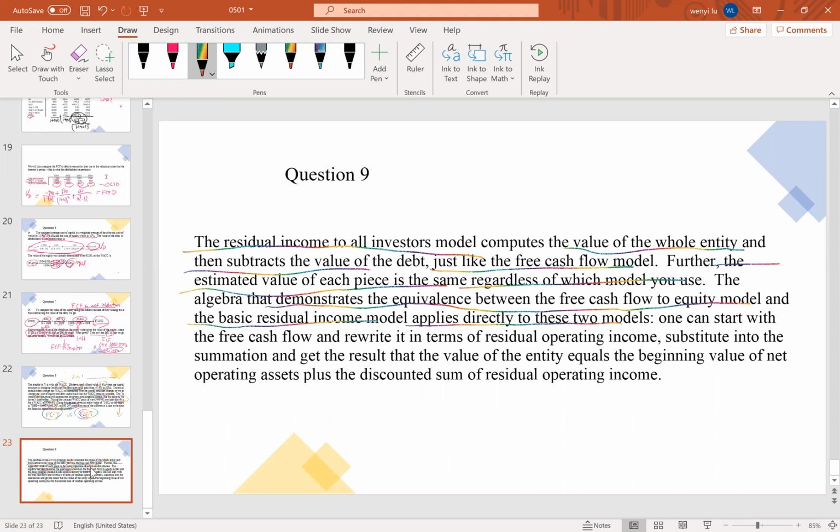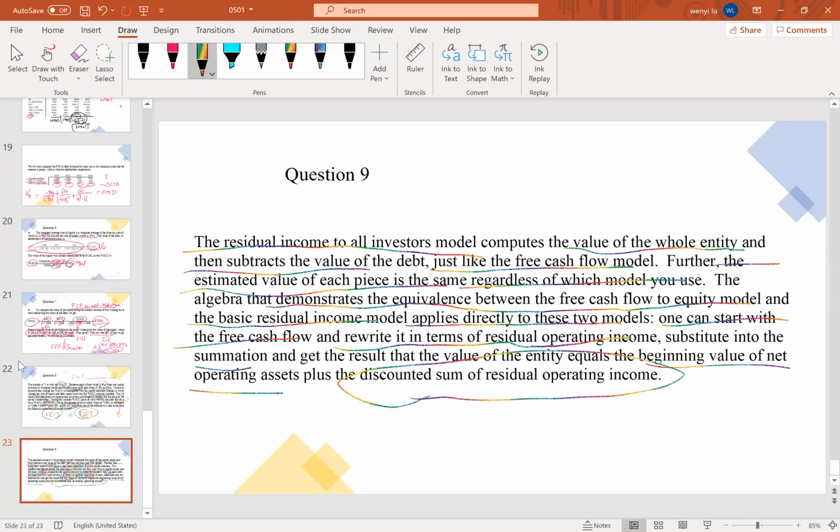One can start with free cash flow, then rewrite it in terms of residual operating income, then substitute into the summations and get the result for the value of the entity, which will equal the beginning value of the net operating assets plus the discounted sum of residual operating income.